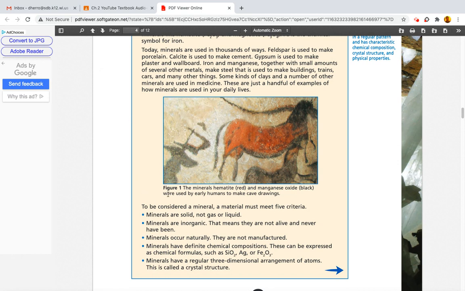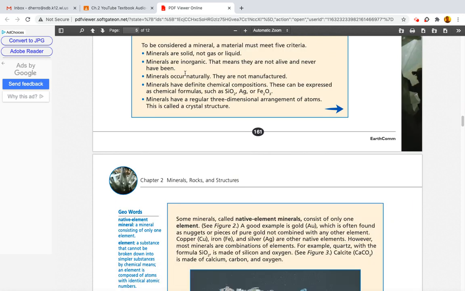Figure 1. The minerals hematite, red, and manganese oxide, black, were used by early humans to make cave drawings. Okay, let me scroll down a little bit.